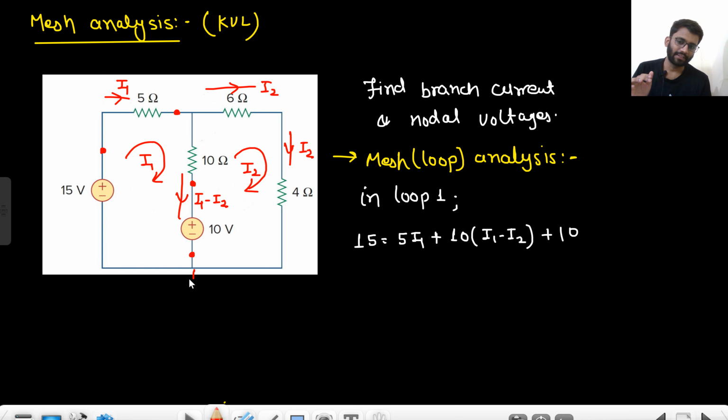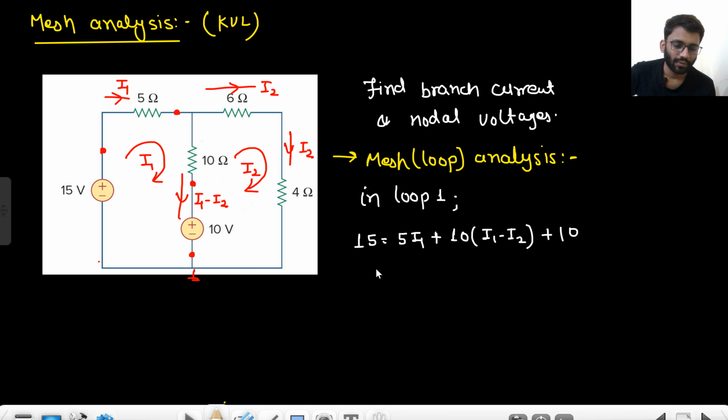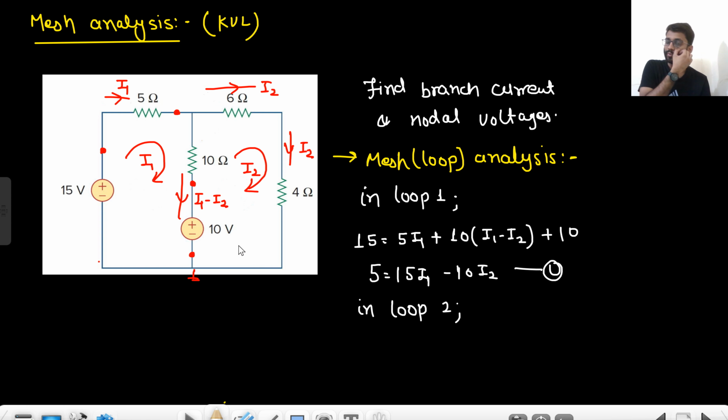From here to here you will come, let's assume this is ground. This will be 15, this will be minus 5I1, this will be minus 10 (I1 minus I2), this will be minus 10. So we are writing the positive one at the right hand side and the negative ones at the left hand side. That's how we wrote the equation. Okay, so 5 equals 15I1 minus 10I2. This is equation 1. Now, in loop 2, what will we see?